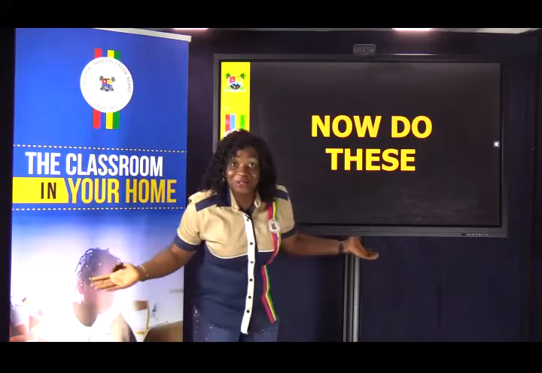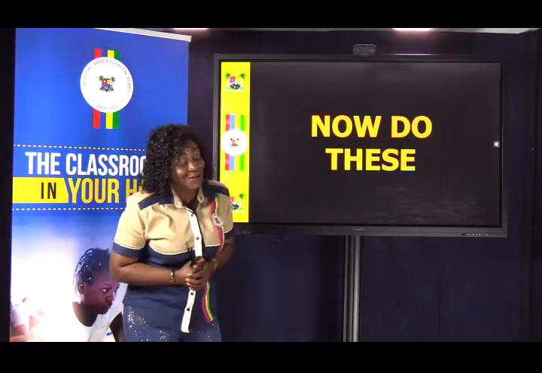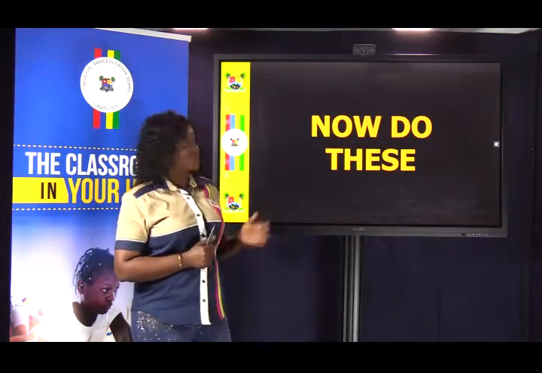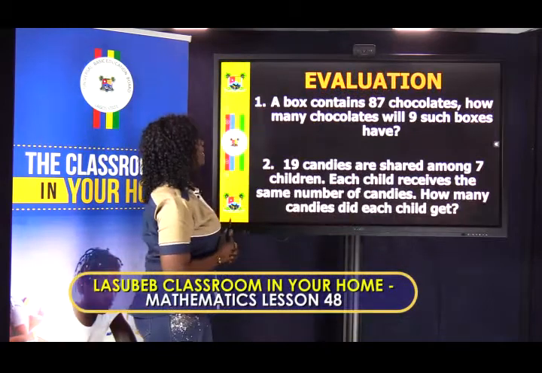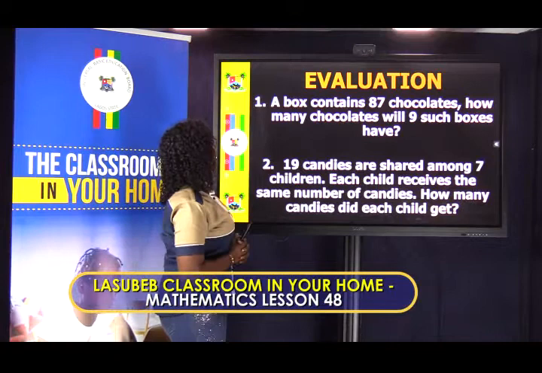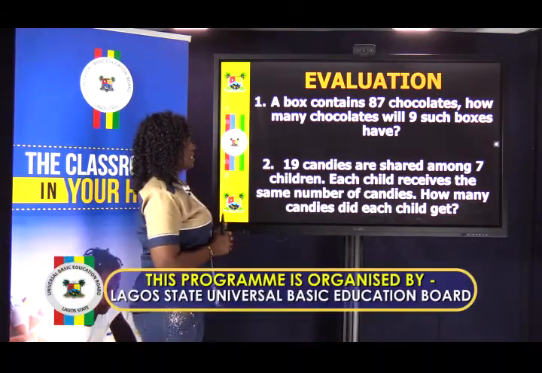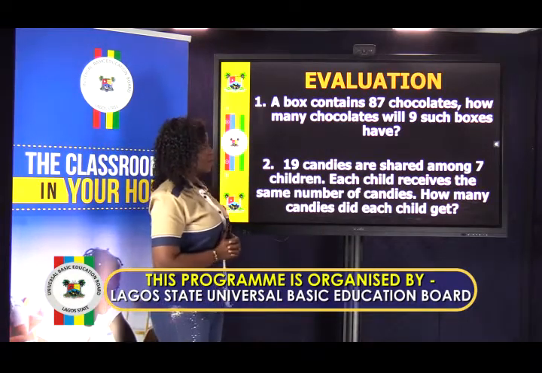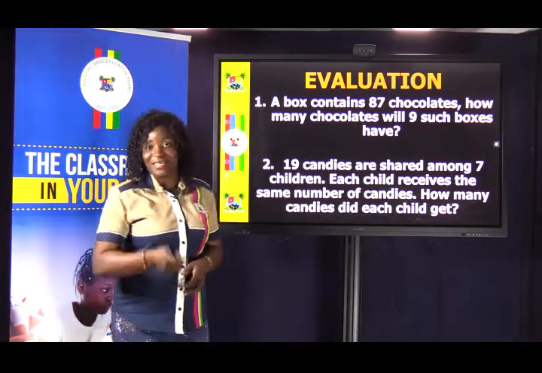Wow. Now do this. How well have you been following today's lesson? I told you I needed your 100% attention. Show me how attentive you were during this lesson by getting all today's evaluation sums correctly. A box contains 87 chocolates. How many chocolates will 9 such boxes have? 19 candies are shared among 7 children. Each child received the same number of candies. How many candies did each child get? In 1 minute 30 seconds, and your time starts now.